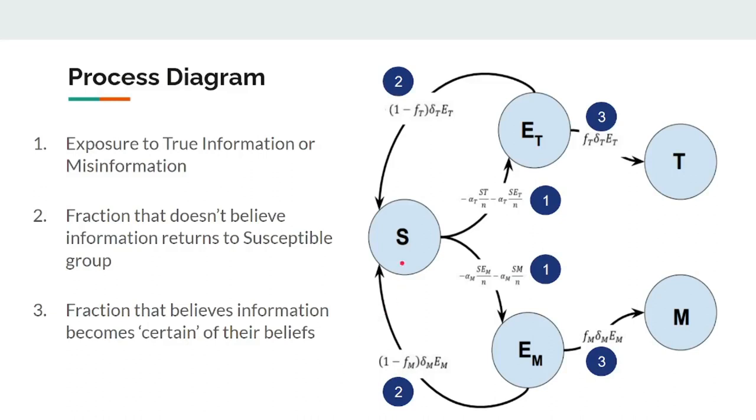So here is a process diagram that helps better visualize how this process works. First, people start out in the susceptible population. Then they either get exposed to true information or misinformation, in which case they enter ET or EM. Then, based off of the fraction of people who believe it, they either might not believe it and return back to the susceptible group, or they will believe it and then move into either the true information category or the misinformed category and become certain of their beliefs.